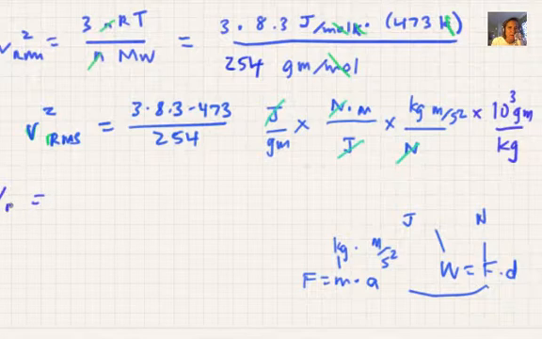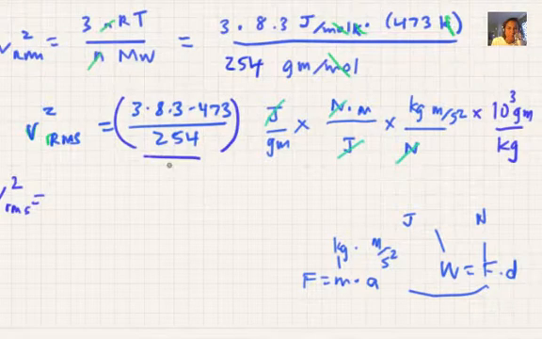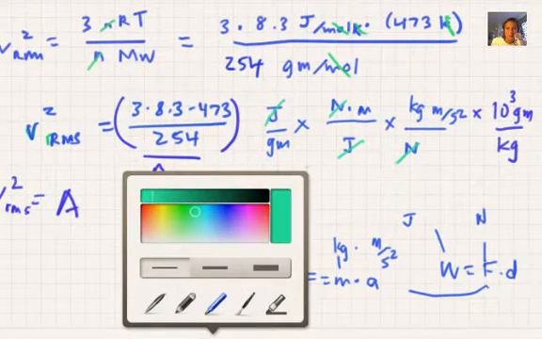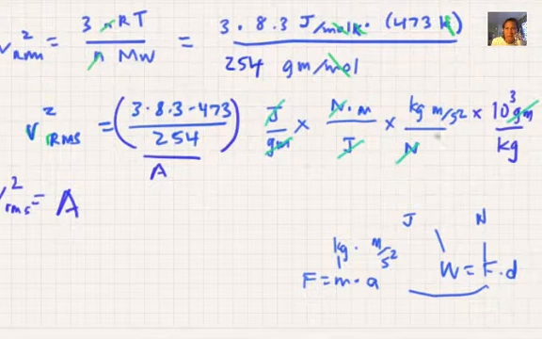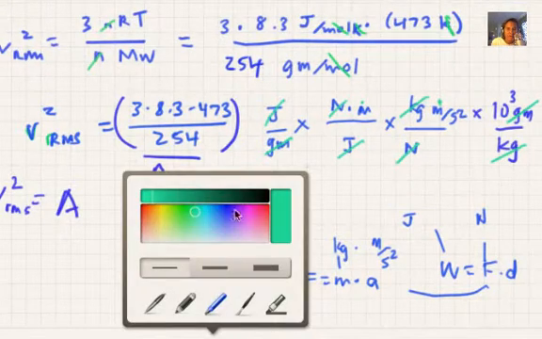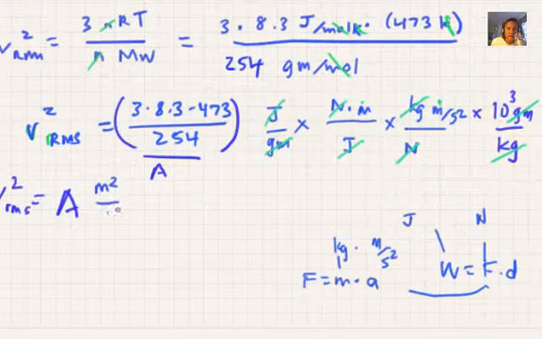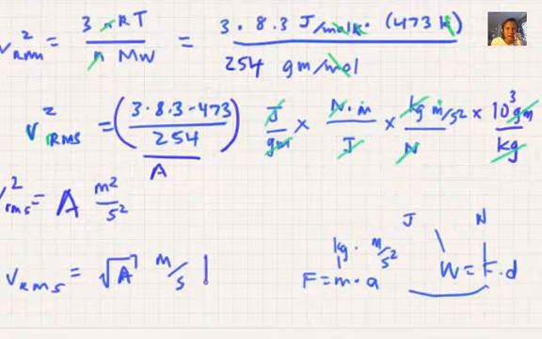So we still have V_RMS squared is equal to this number, whatever this is. I'm just going to call it A. A times, what do we have here? Grams canceled with grams, kilograms canceled with kilograms. We're left with meters times meters over second squared. So we're getting close here. So it's equal to meters squared per second squared. Now when I take the square root of that, V_RMS is equal to the square root of A, and the units are meters per second. So I'm all set there.